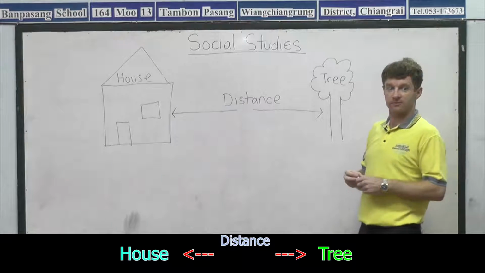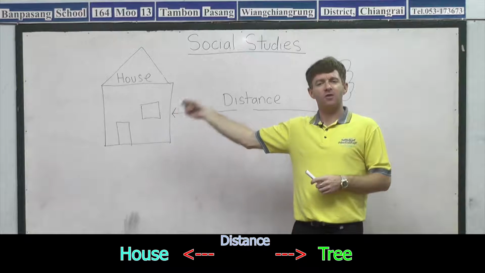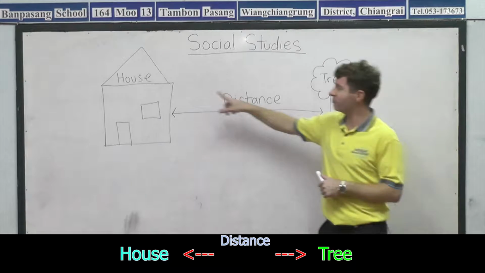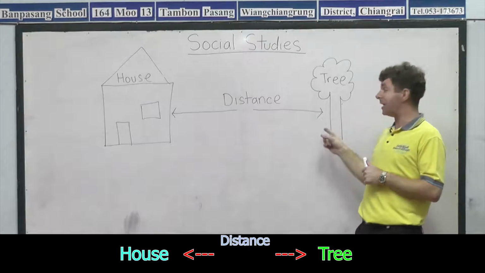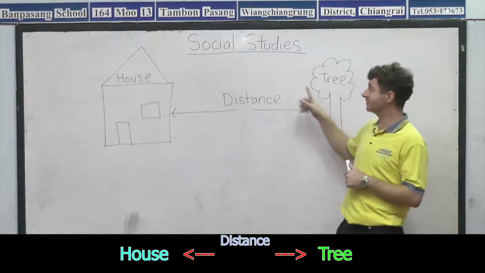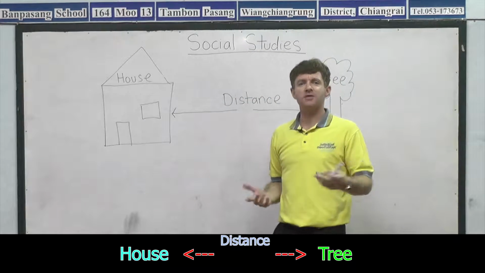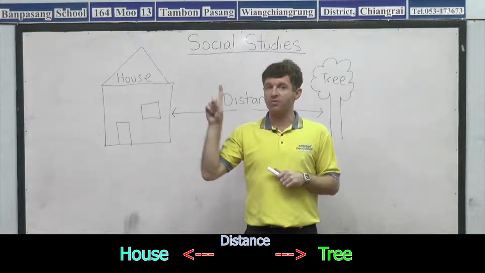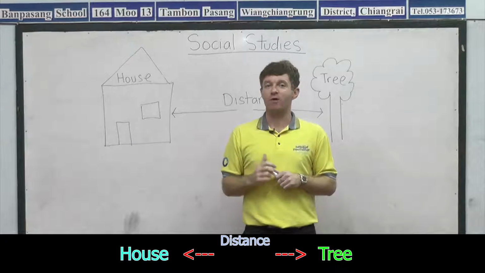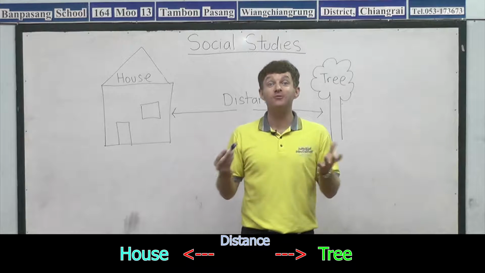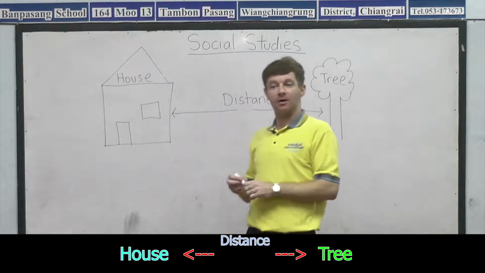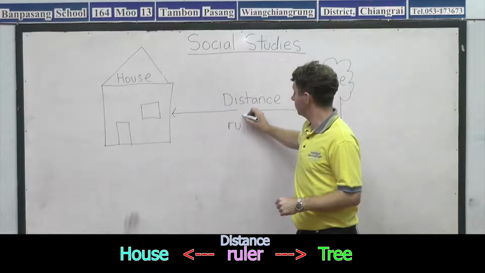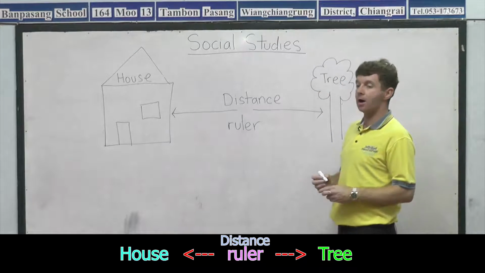D-I-S-T-A-N-C-E. Distance. How can we measure the distance? We want to know how far is the tree from the house. If we want to measure how far the tree is from the house, what sort of things can we use to measure the distance? I can think of one thing everybody has on their desk right now. Ruler. We use a ruler to measure. How do we spell ruler, guys? R-U-L-E-R. Ruler.